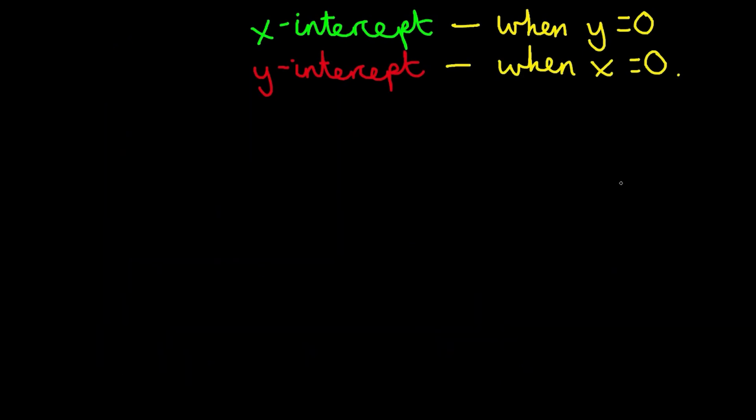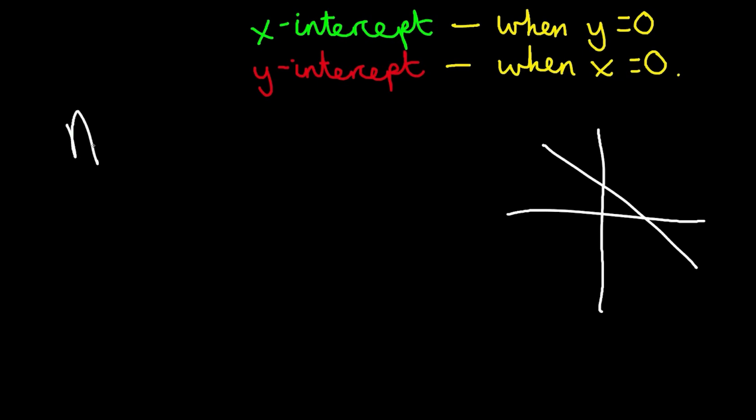Let's have another graph. Got a graph here, and let's say we have this line, and we are looking now at the standard form, ax plus by is equal to c. So this is the standard form. We're going to find the x and y intercepts in the same way.